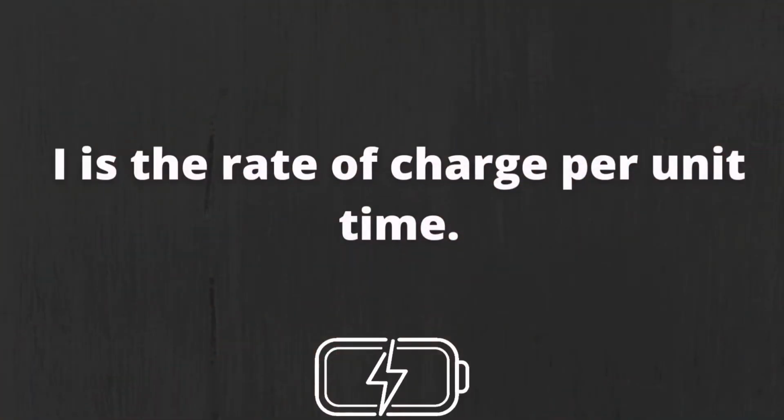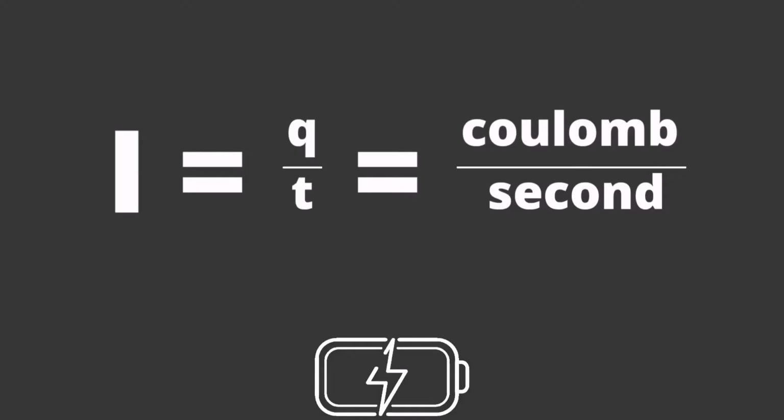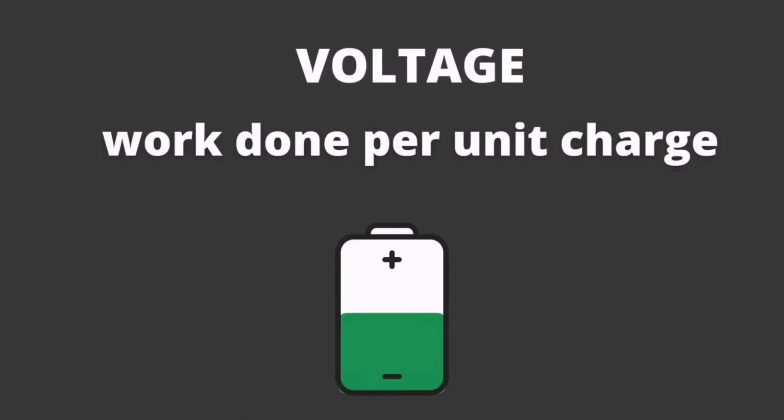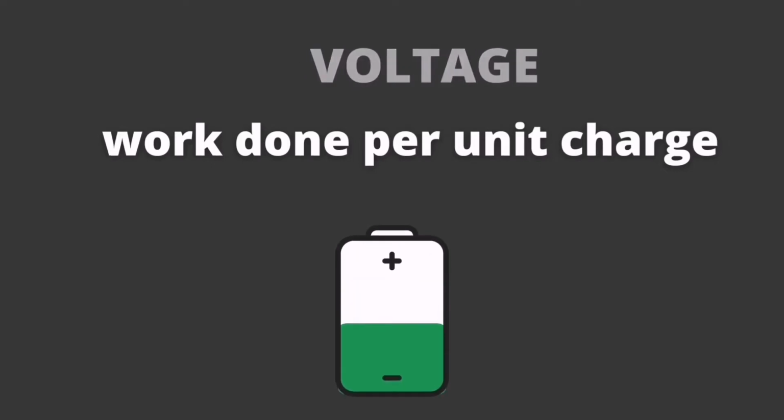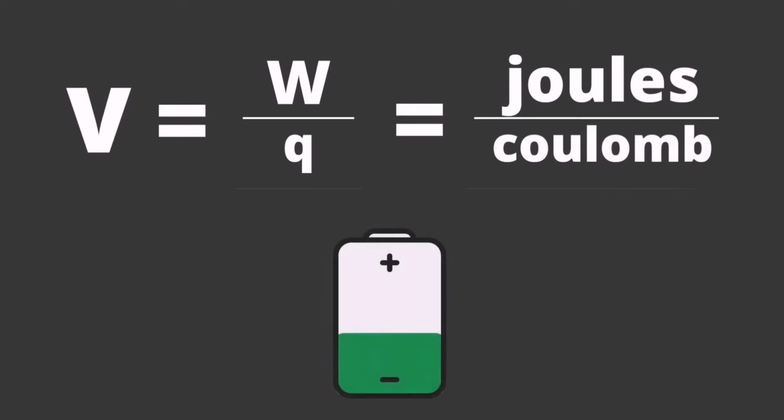In physics, current I is the rate of charge per unit time, which can be represented by the formula I is equal to Q divided by T, which has the unit coulomb per second. Okay guys, then we also have the voltage, which is work done per unit charge, which can be represented by the formula V is equal to W divided by Q, and the unit is joules per coulomb.